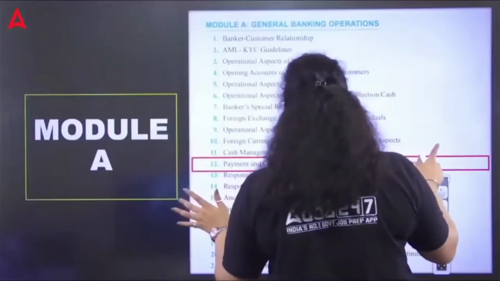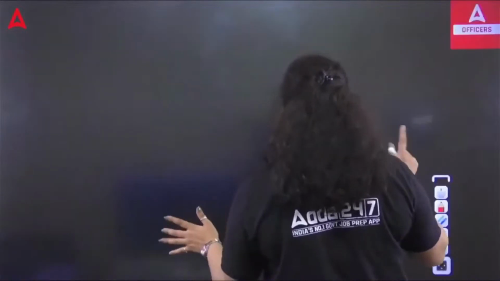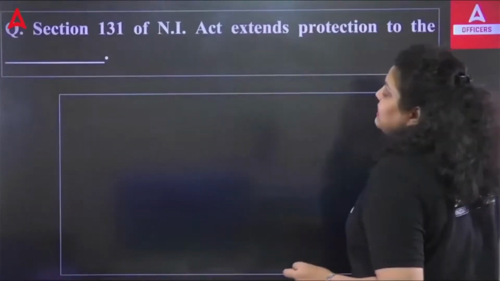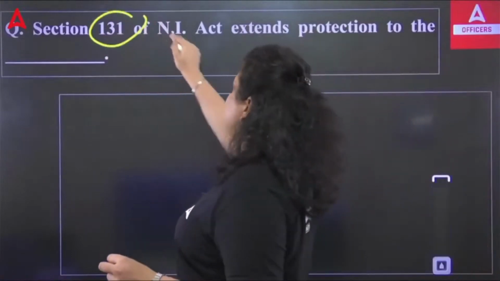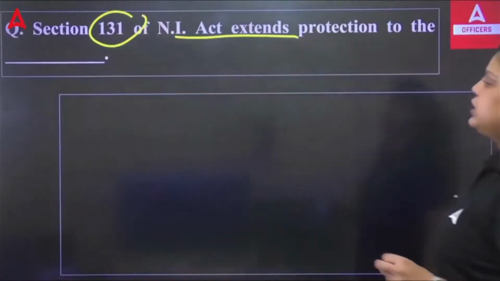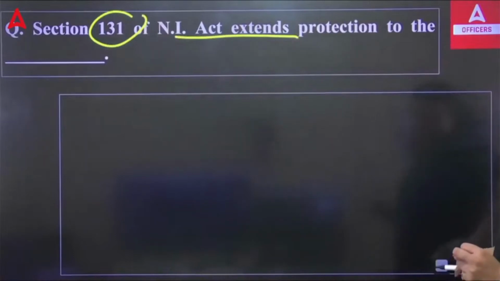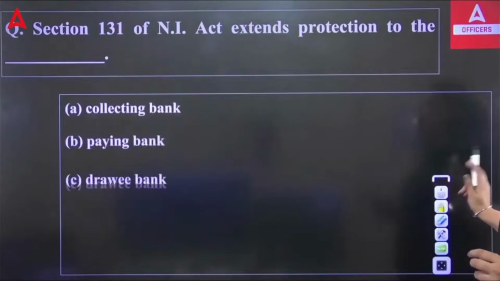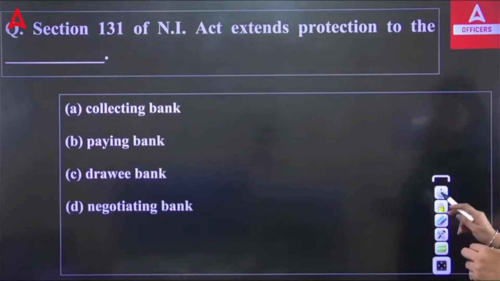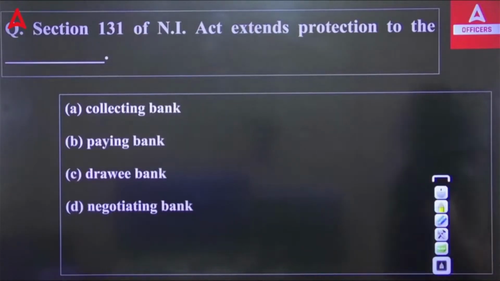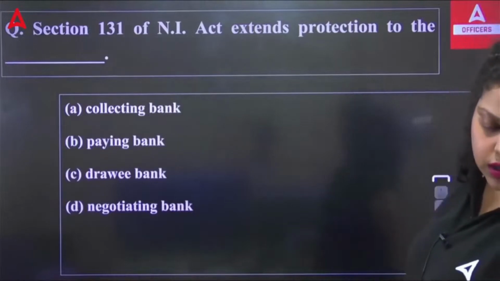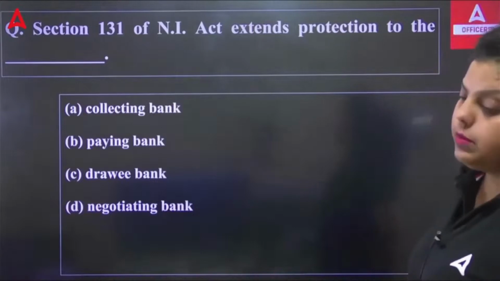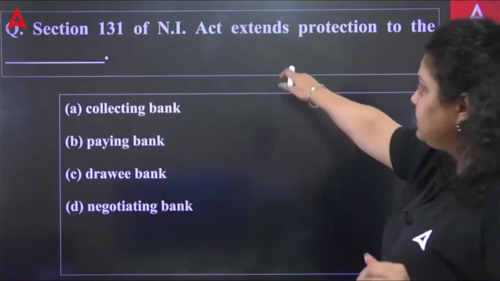So let's start with the first question, from the discussion we have done about the topic. The first question is: Section 131 of the Negotiable Instrument Act extends the protection to the dash. So it extends the protection to whom? Collecting bank, paying bank, drawing bank, or a negotiating bank? As I have talked about, it talks about a lot of conditions about the check, like who is liable, who is not. All these conditions will be there in the Negotiable Instrument Act.